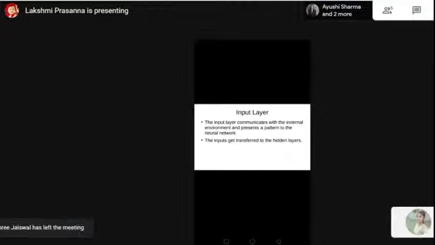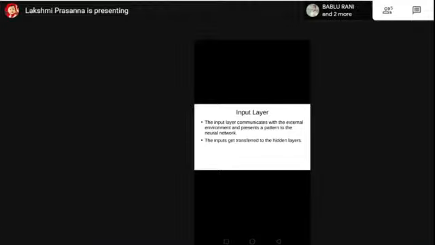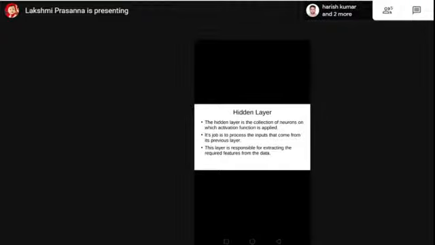First, the input layer. The input layer communicates with the external environment and presents a pattern to the neural network. The inputs get transferred to the hidden layers. In the hidden layers, all the processing is done. The hidden layer is a collection of neurons on which an activation function is applied. Its job is to process the inputs that come from the previous layer. This layer is responsible for extracting the required features from the data. And the next is the output layer. The output layer of the neural network collects and transmits the information in the way it has been designed to give.